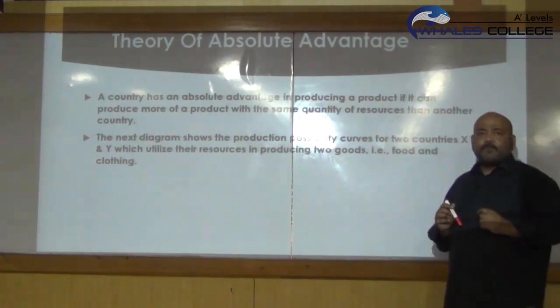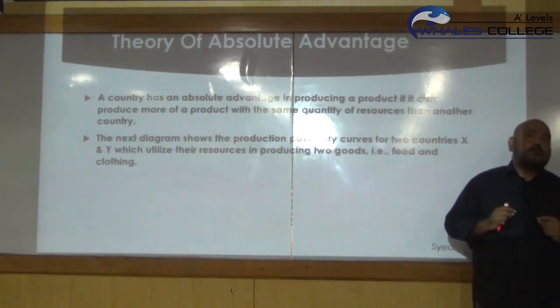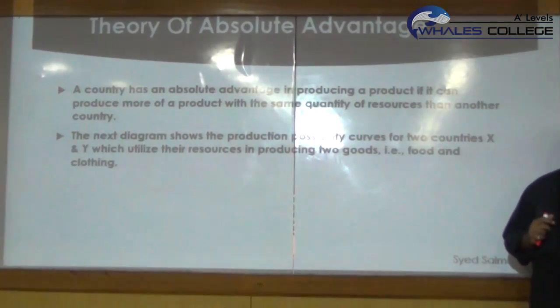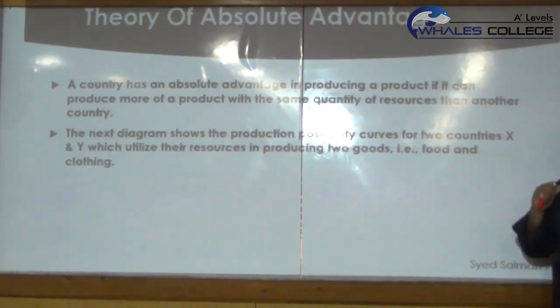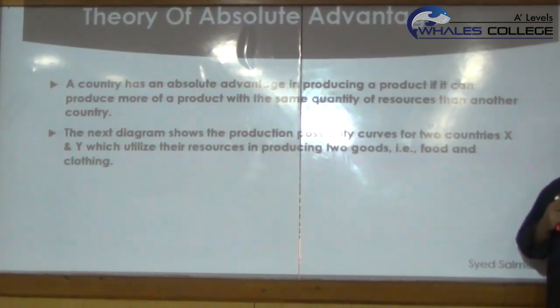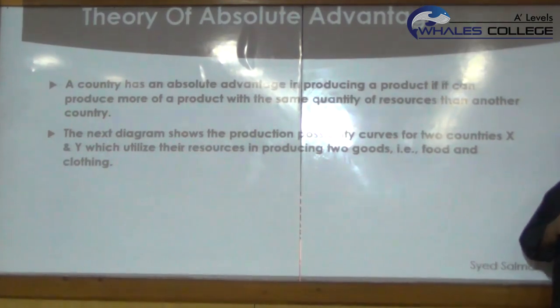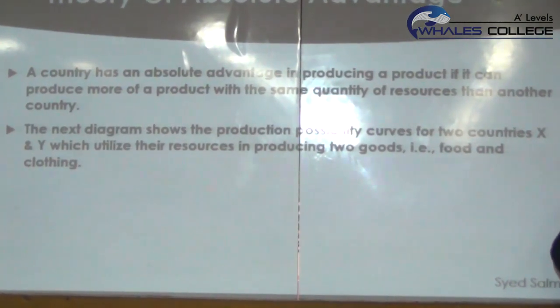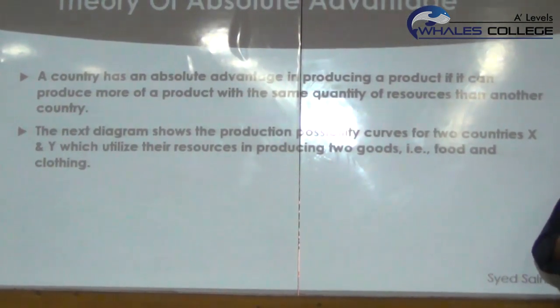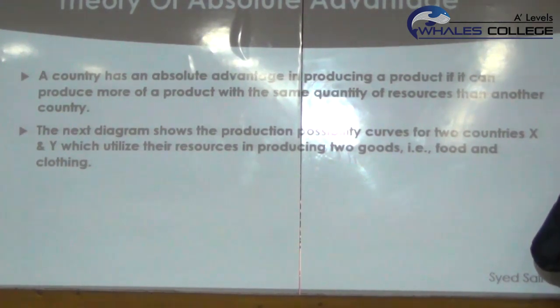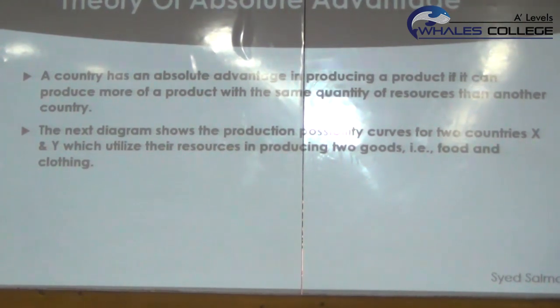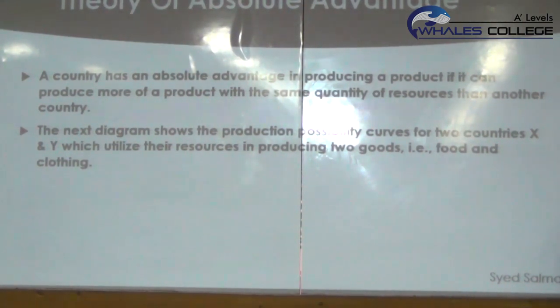International trade theory depends on absolute advantage and comparative advantage. Let me tell you a brief history of absolute advantage. Absolute advantage was introduced by the father of economics, Sir Adam Smith, in the 1760s. Adam Smith suggested that a country should specialize in those goods and services in which it has a cost advantage.